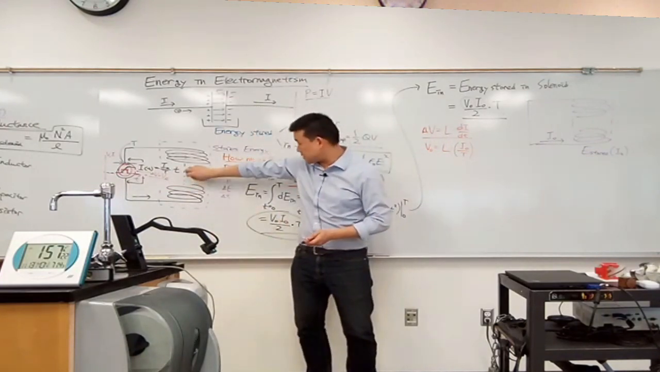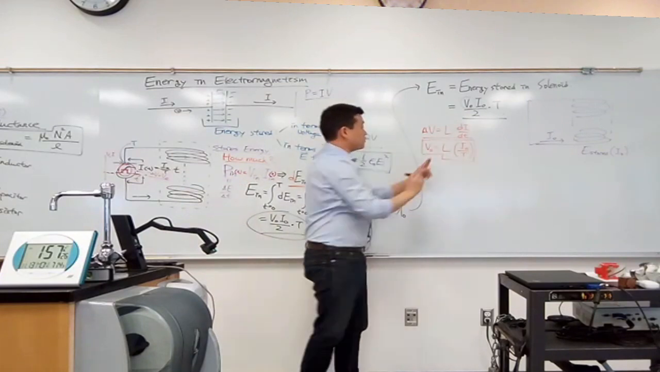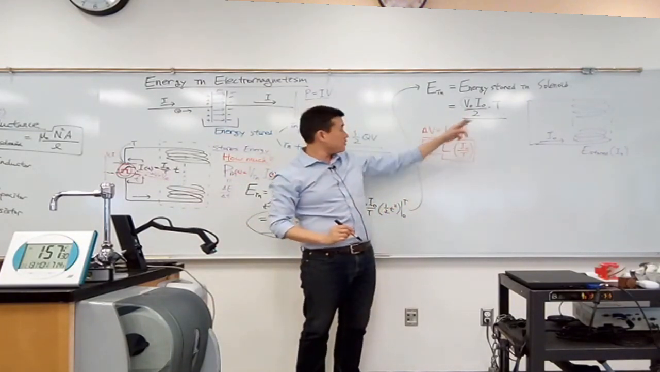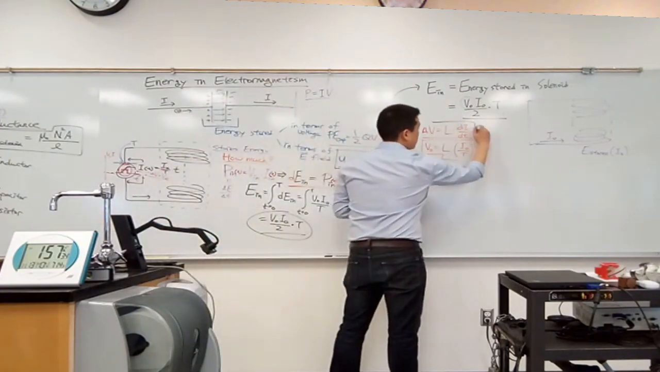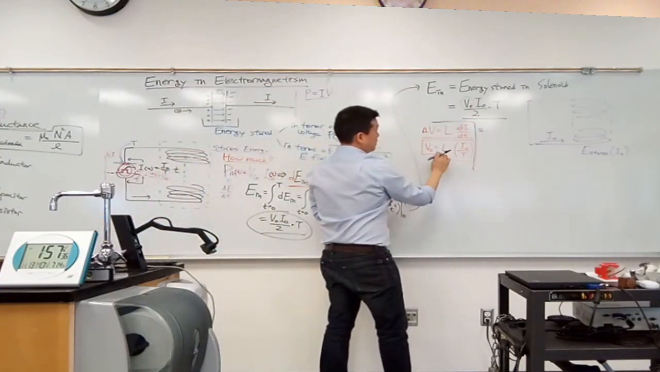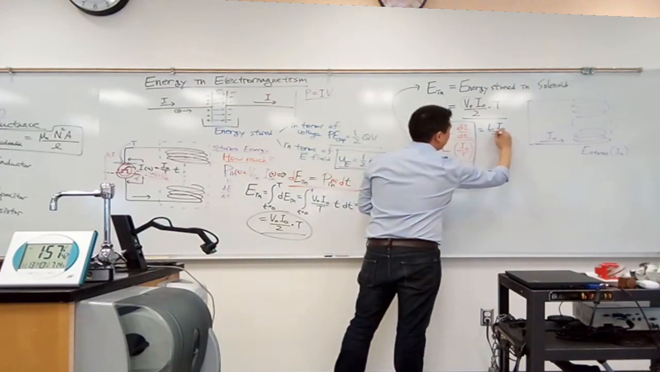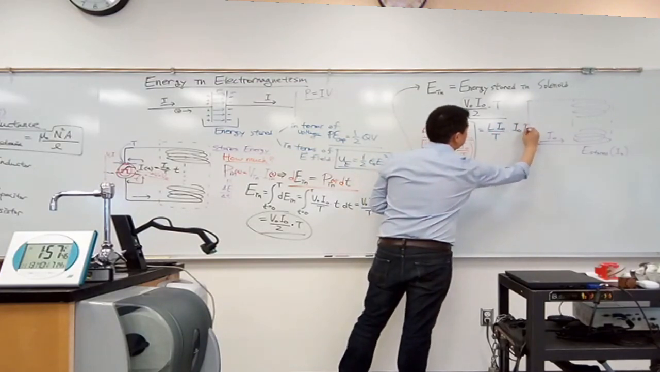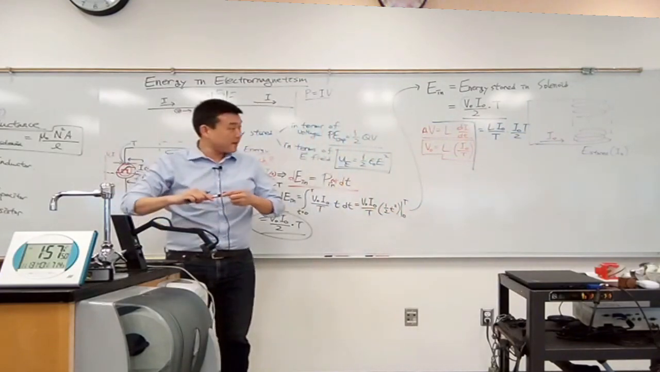So for this specific situation, this is the relationship that I can use to get rid of V naught here. So let me plug that in and let's see what happens. Plugging this in, I get L I naught over T times the remaining quantities, I naught T over 2. And you see that some of the things cancel out.